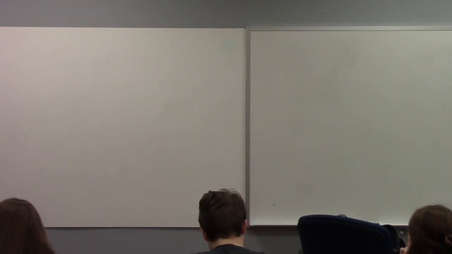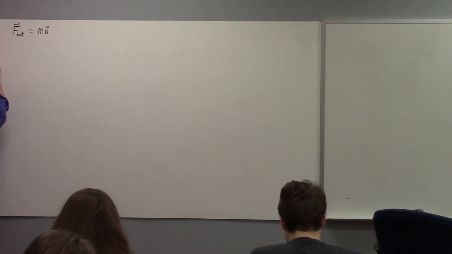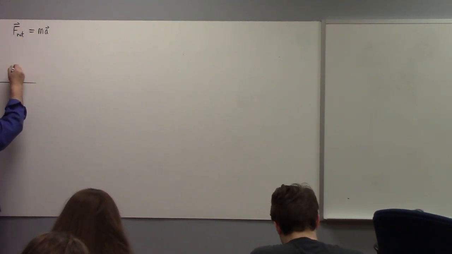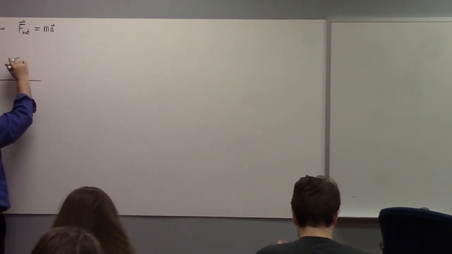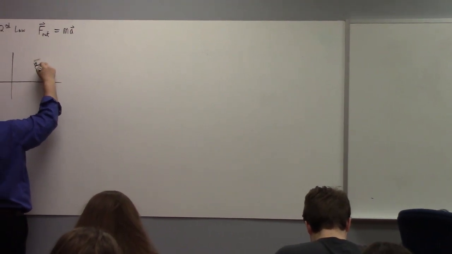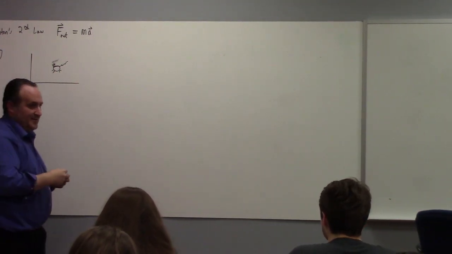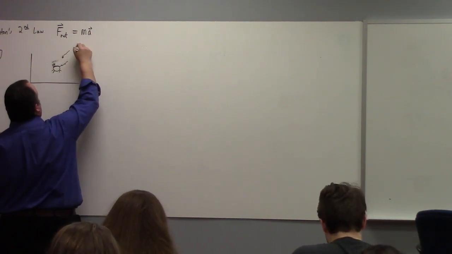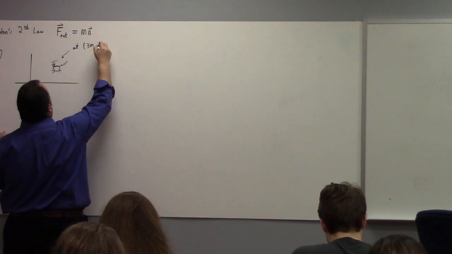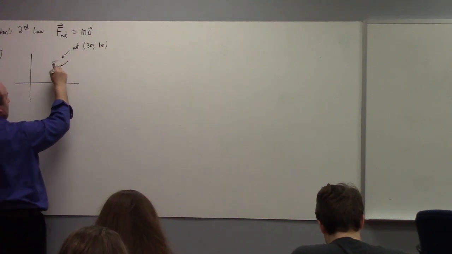Okay, so example 1. Let us suppose that we have a cat. Evil cat? That's redundant. Yes, of course it's evil. We have a cat, and the cat's position is at, I don't know, 3 meters, 1 meter. That's the center of the cat.